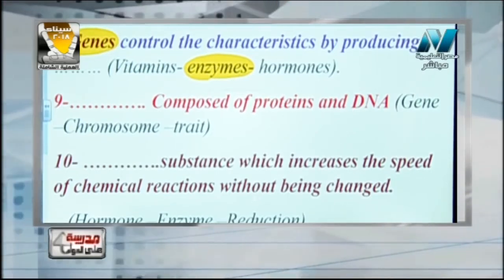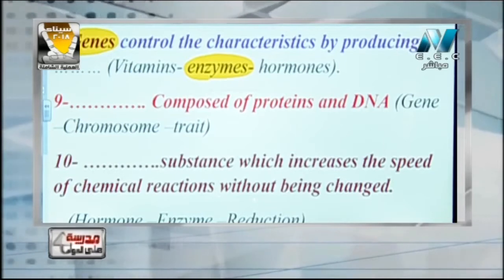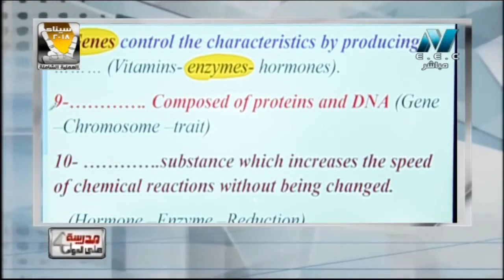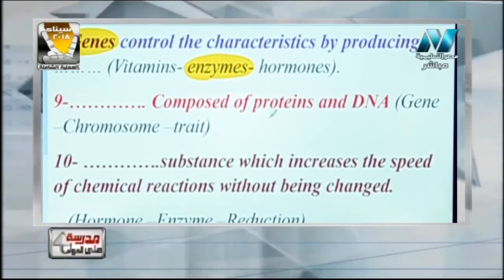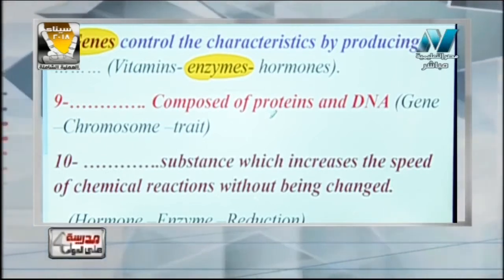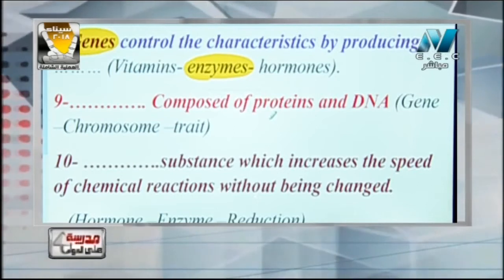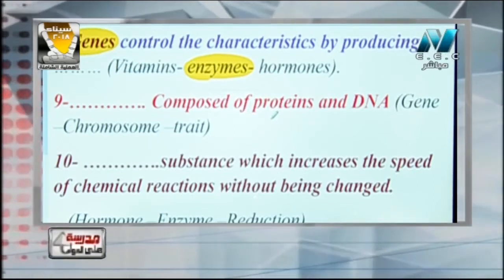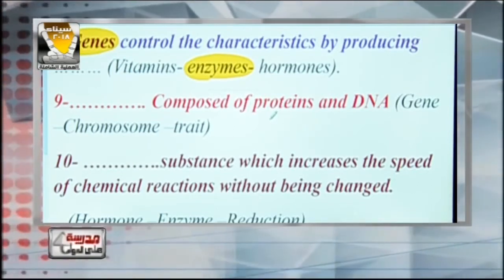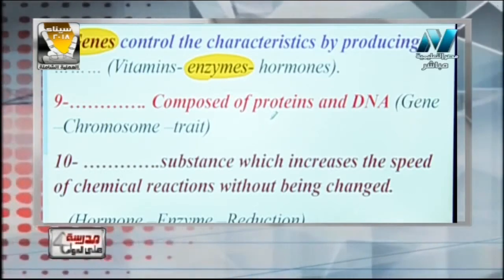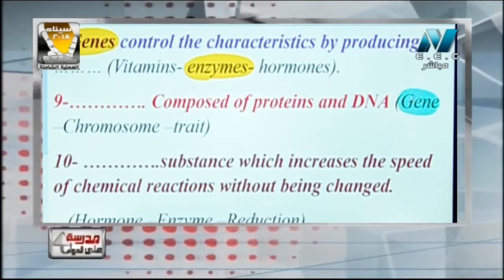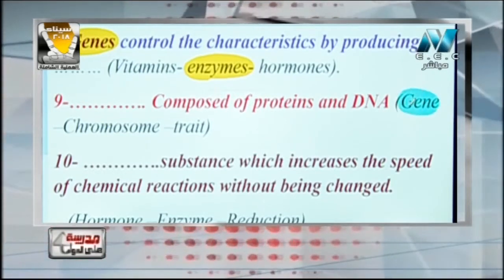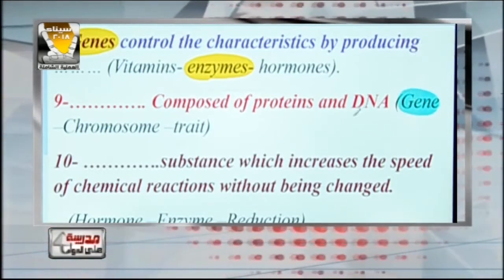So, question number 9 is what? Composed of proteins and DNA. Gene, chromosome, or trait. Of course, we know gene is composed of chromosome, or of DNA plus protein.